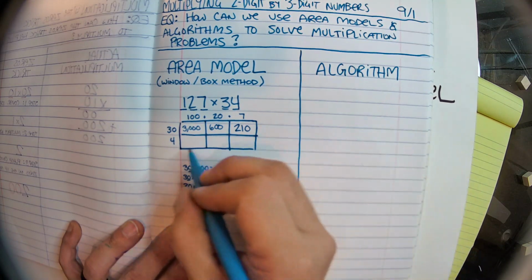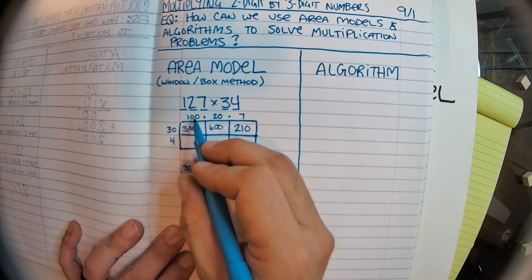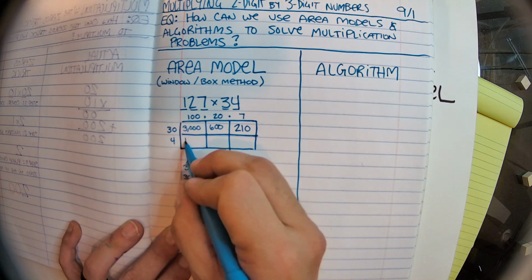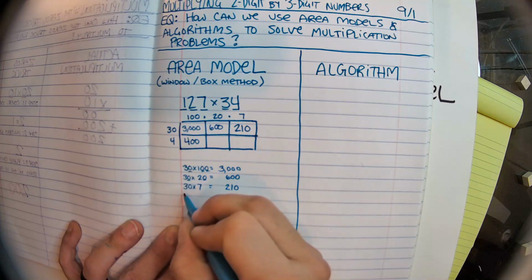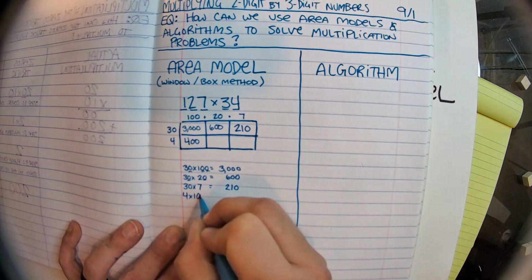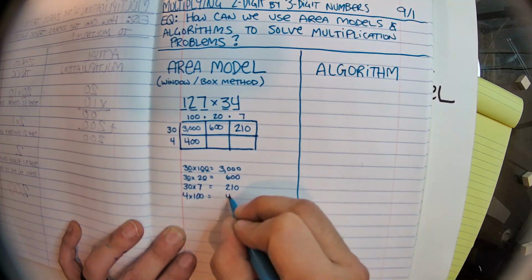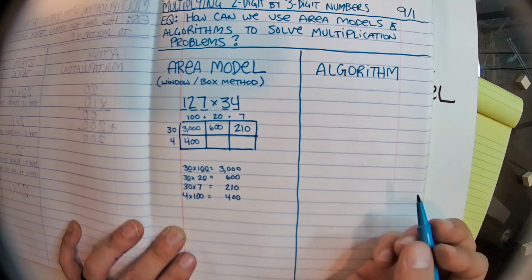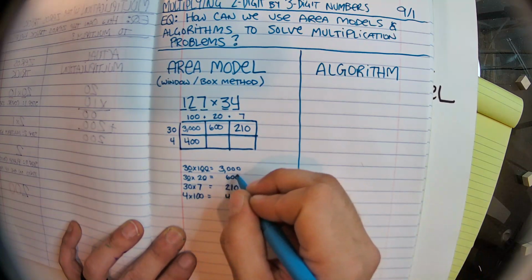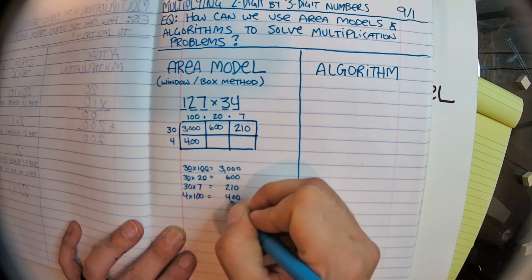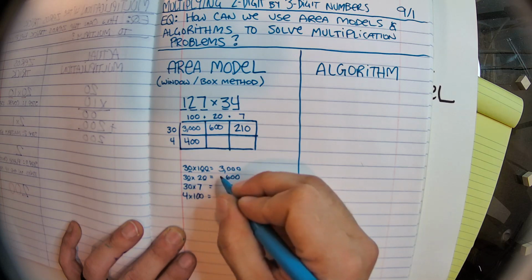Next up, let's go back down here. 4 times 100 is 400. So I'm going to write 400. I'm trying my best to keep my place values here. You see how everything is: here's the ones, here's the tens, here's the hundreds, here's the thousands.